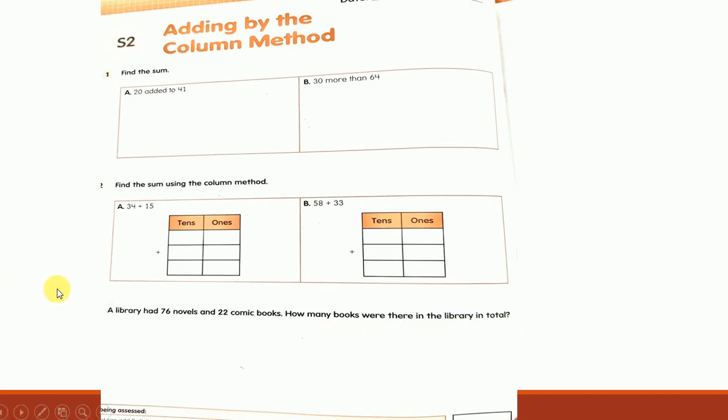To find the total number of things, we need to add. As we have already discussed, it is a story problem. You need to write the statement and find the answer using the column method. The content book practice questions we will discuss in the class tomorrow. Today you complete only the workbook page. Thank you.